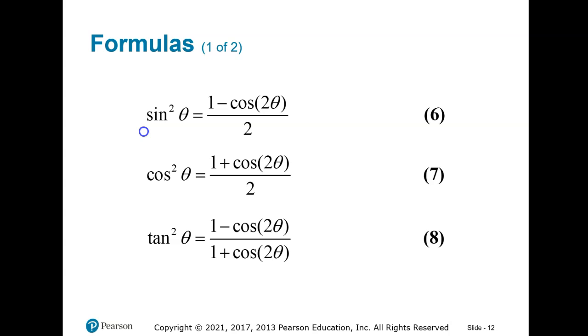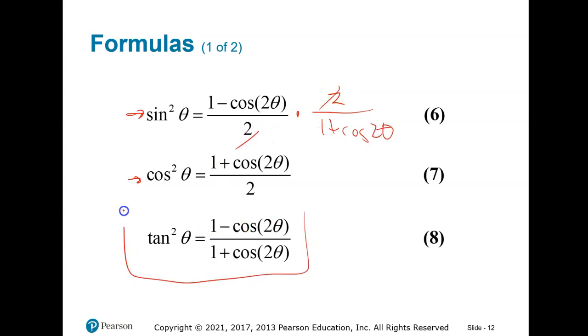And then the bottom one, the tangent squared, is just sine squared divided by cosine squared. So basically think of that as a fraction there. So what do we do? I flip and multiply, and when I flip and multiply, I get the 2 up top, the 1 plus cosine 2 theta on the bottom, the 2's cancel, and we end up with this formula. All right, so it's the double angle formulas for cosine, isolated for sine squared and cosine squared, and then we divide to get tangent squared.